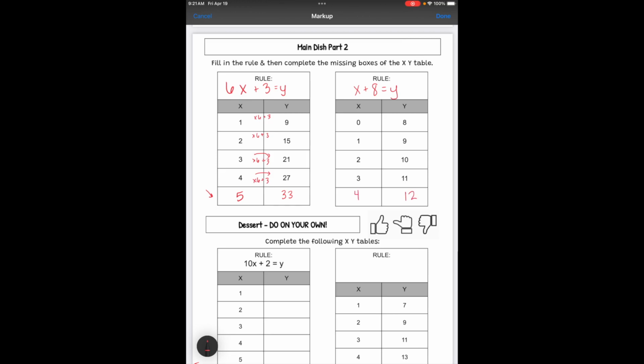All right, this one was just a simple one, kind of like what we have previously done in other lessons. So hopefully you didn't get too stuck up on it, but it's x plus 8 or 8 plus x equals y. Go ahead and knock out your dessert.